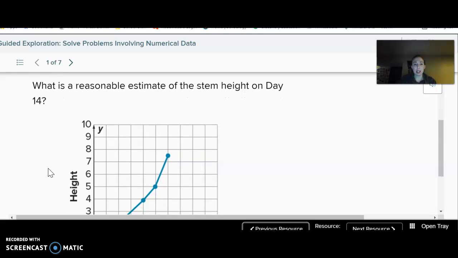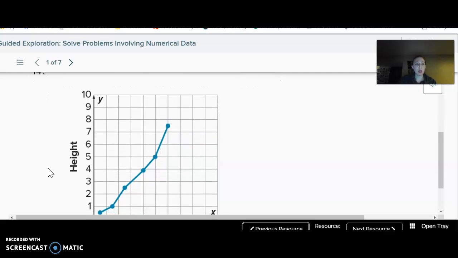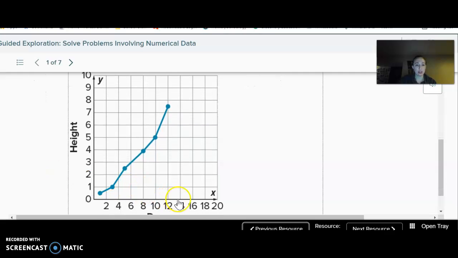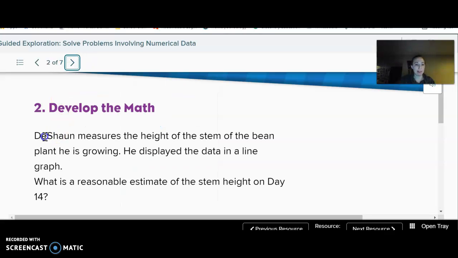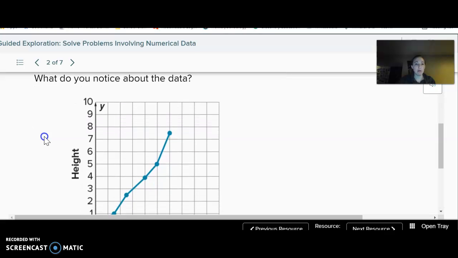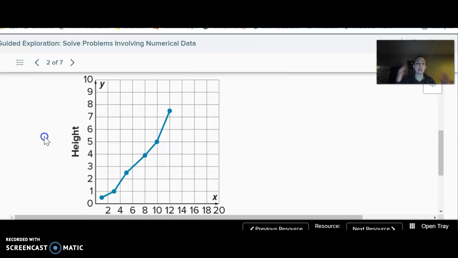What is a reasonable estimate of the stem height on day 14? So notice day 14 is over here, but if we go up, there is no data point. So we could just estimate to say, based on the pattern that it's been showing, what would be a reasonable estimate? So, like I said, what do we notice? Well, it's increasing. It's getting bigger. Hopefully we notice that as the days go on, the height gets taller.